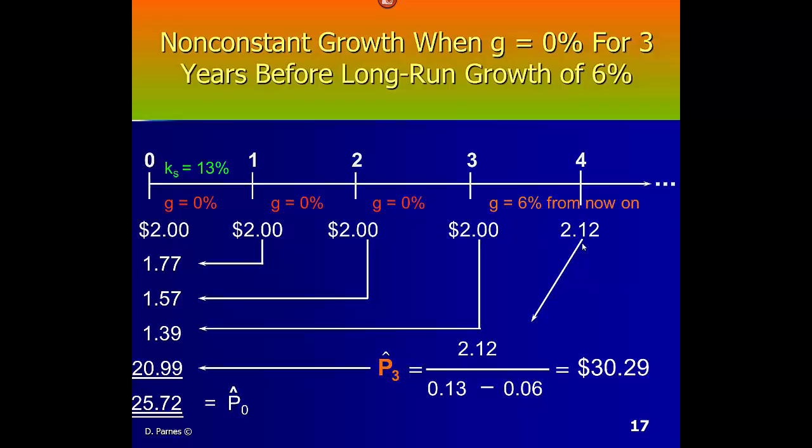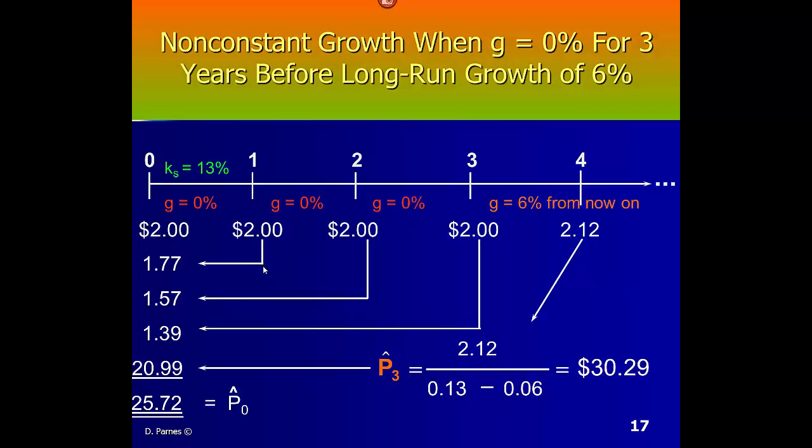Fine. Let's discount only D4 based on KS minus G. So that's the Gordon model, which is applicable only from this point on, simply because only from this point on, the growth rate is fixed. So D4 divided by KS minus G, you get that P3 is equal to $30.29. And then we have to manually discount each and every cash flow separately to present time.